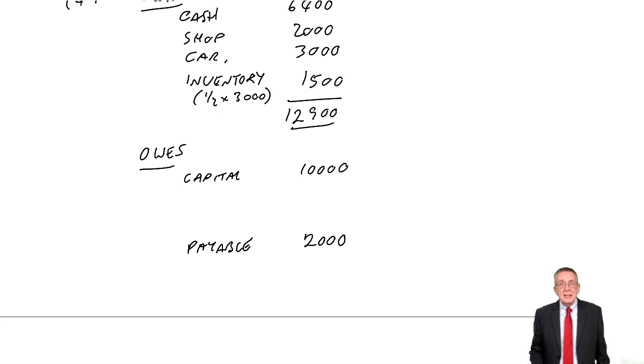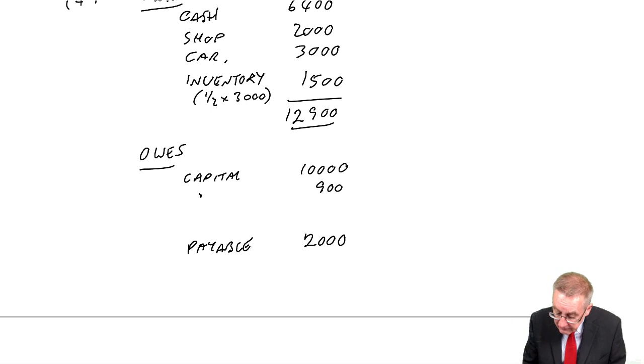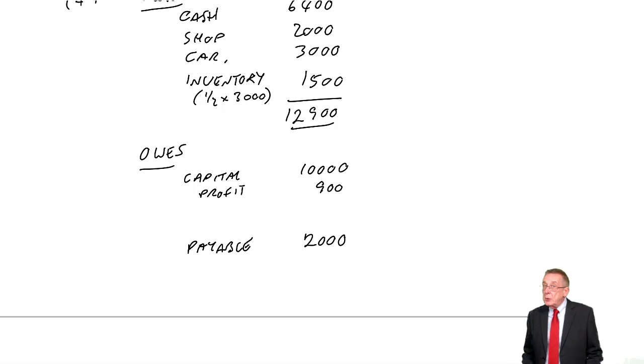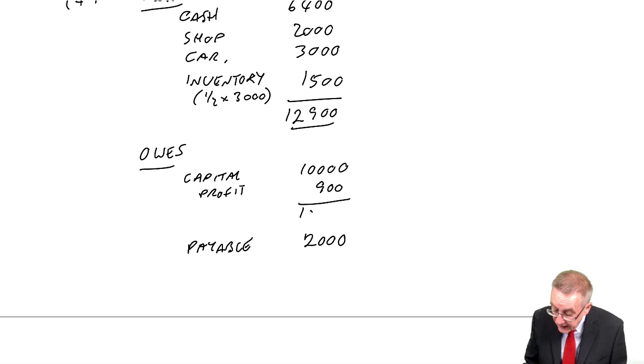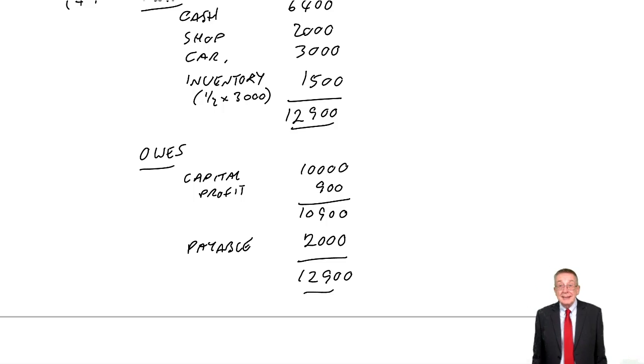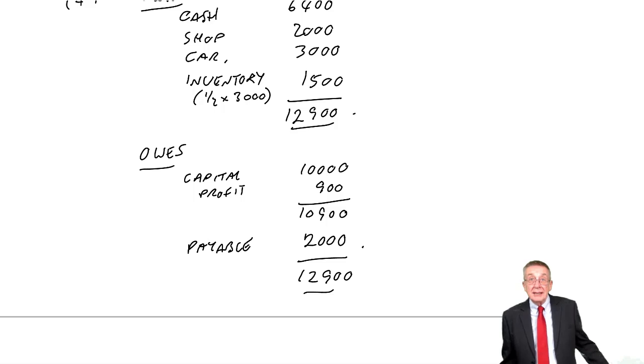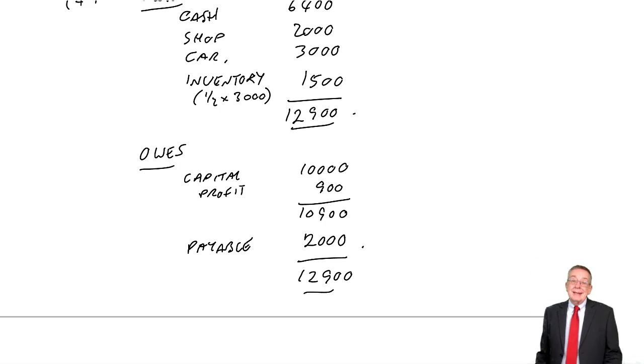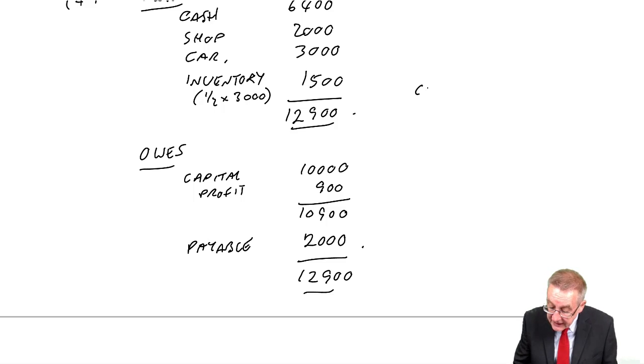But what's that extra 900? Well, we'll check it in a minute, but that extra 900 must be the profit. And any profit is owed to the owner. The owner is in fact owed 10,900 now. Total owed 12,900. Now that 900 was, if you like, just the missing figure. If we close down with 12,900 from our assets, we pay the supplier 2,000, there's 10,900 left. It must belong to the owner. But of course, it's probably already obvious, we can check that profit easily.